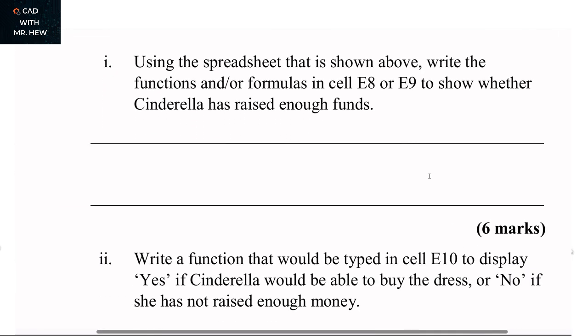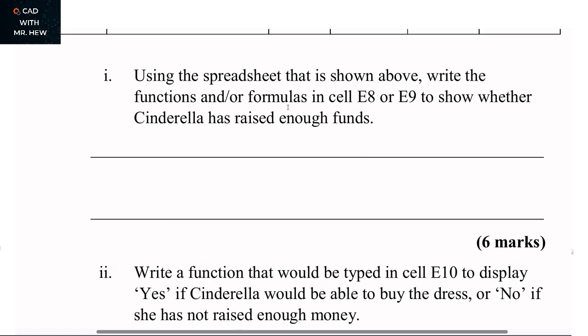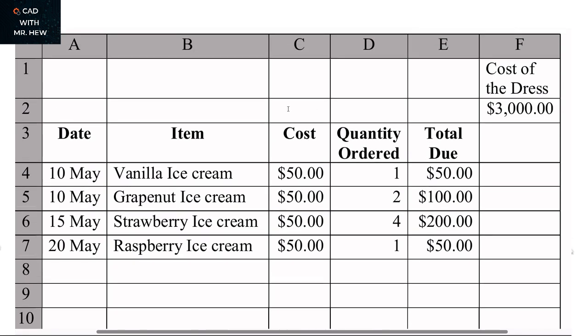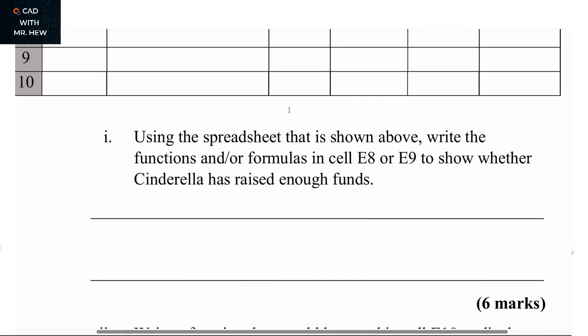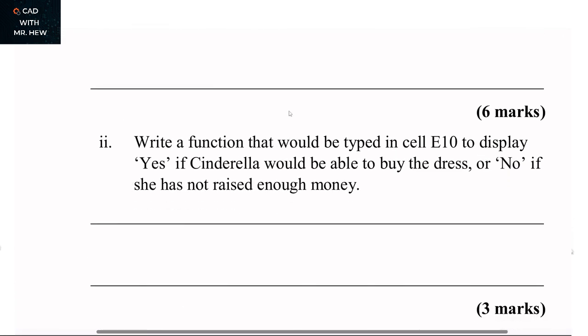All right, so here's a question. Using the spreadsheet that is shown above, write the functions and or formulas in cell E8 or E9 to show whether Cinderella has raised enough funds. And this question is worth 6 marks. So here we have the spreadsheet. Going to go to the next question.